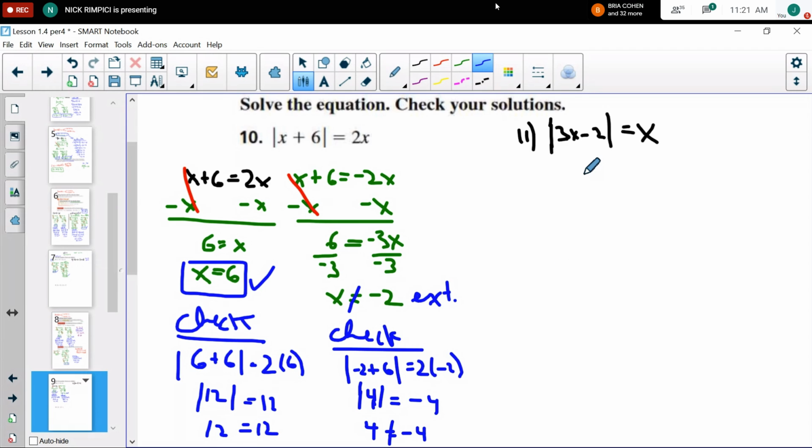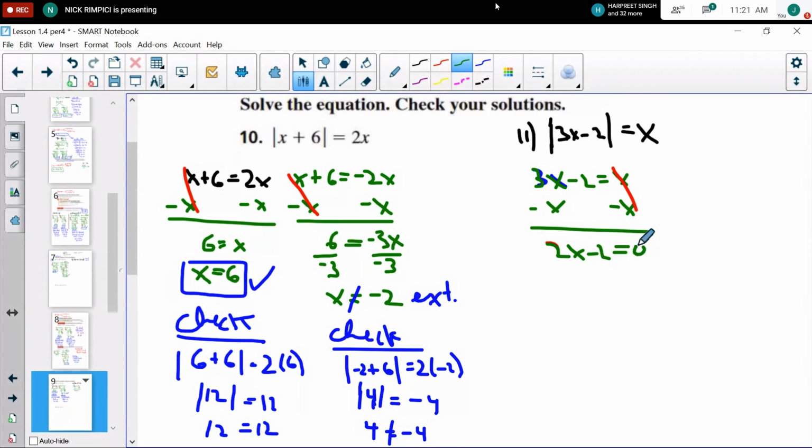Okay, I need 3x minus 2 equals x. Can somebody knock this one down? Yes. So the first equation will be 3x minus 2 equals x. I agree with this. Subtract x from each side, and then you will get 2x minus 2 equals 0. So this will give me 2x minus 2 equals 0.